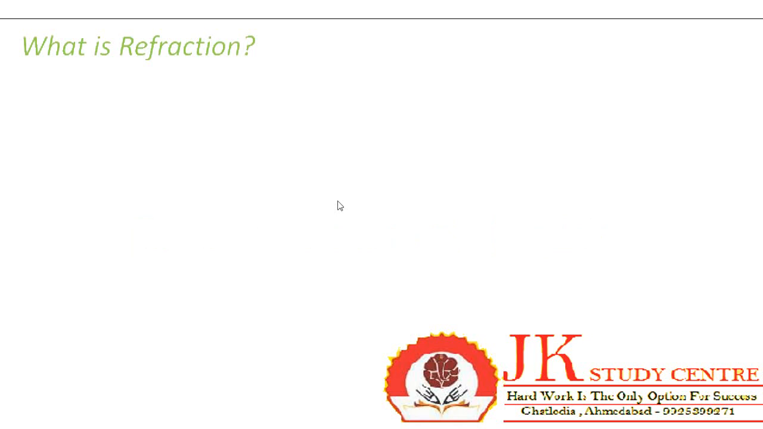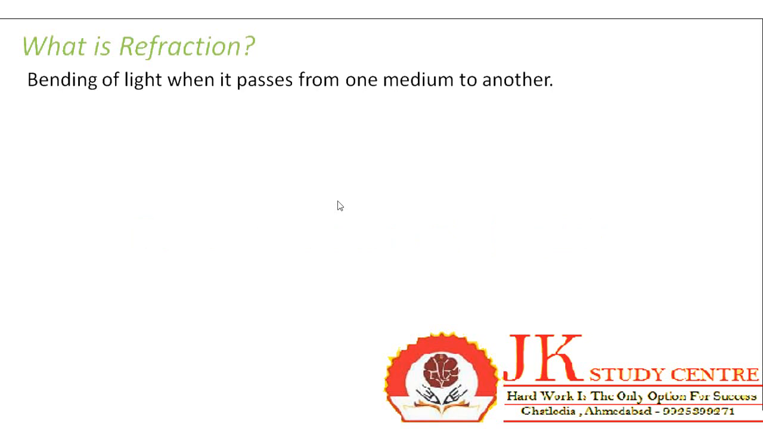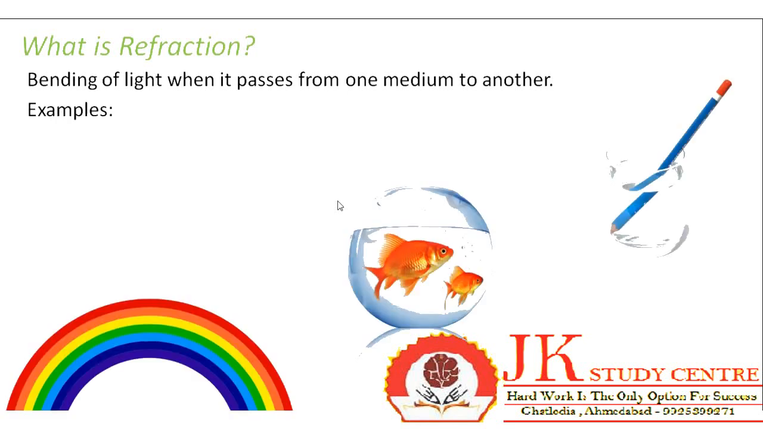Till now we spoke about the reflection of light, which meant the bending or the bouncing back of light when it strikes a boundary between two media. So what is refraction now? It is the bending of light when it passes from one medium to another. So that means there is no bouncing back now. It says that light will pass from one medium to another, but the ray of light, instead of going straight, will bend a little.